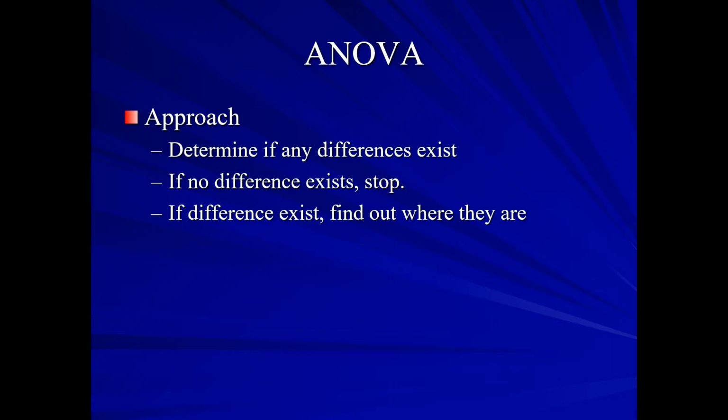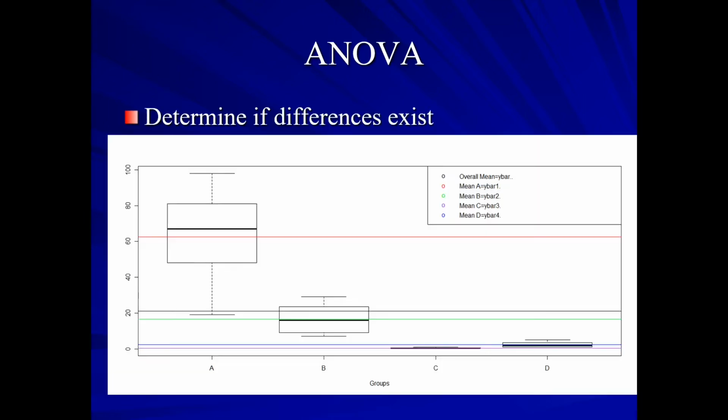So one thing we might ask is, what's the easiest way we might get an idea of whether or not differences exist? Well, the first thing we could do is do a box plot of our data. In this case, I've got four groups, A, B, C, and D. Here this black line represents my overall mean. This red line represents the mean for group A. The green line is the mean for group B, the purple line is the mean for group C, and the blue line the mean for group D.